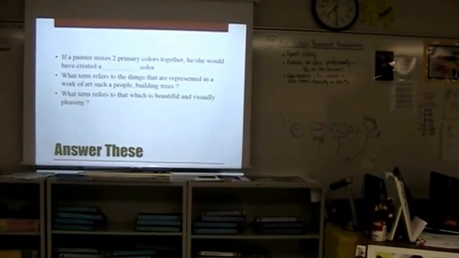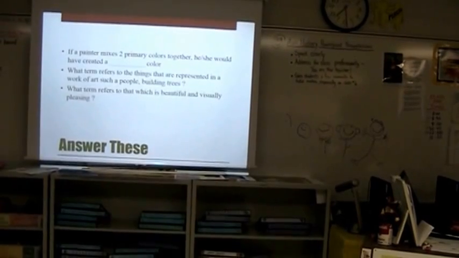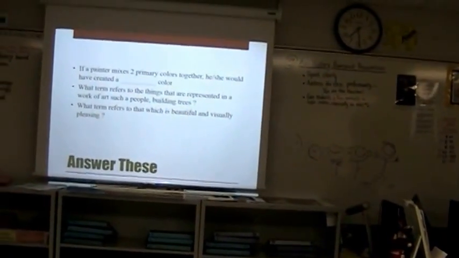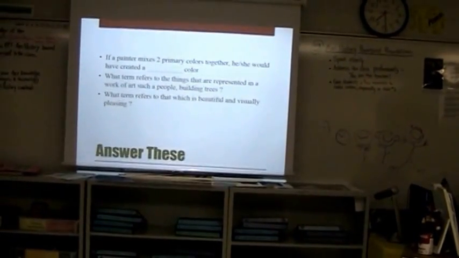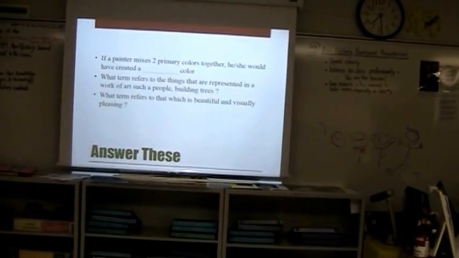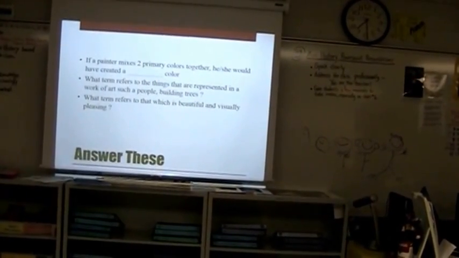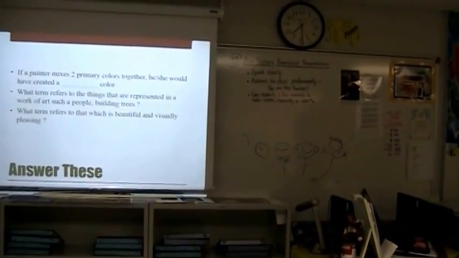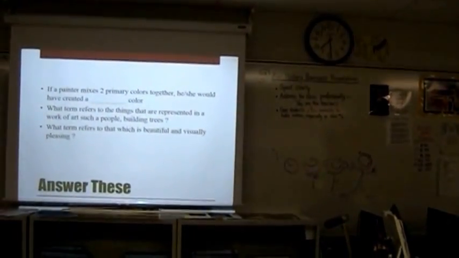If a painter mixes two primary colors together, he or she would have created what type of color? A secondary color. That's correct. What term refers to the things that are represented in a work of art, such as people, buildings, trees? Subject matter. What term refers to that which is beautiful and visually pleasing? It's a hard word, but it's aesthetics. I think that's what it is.